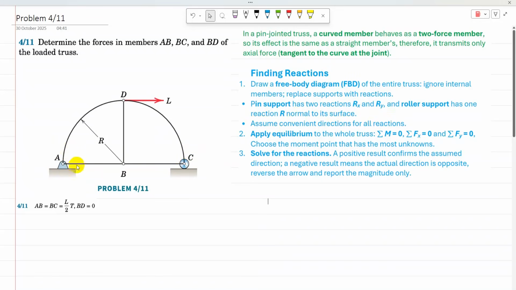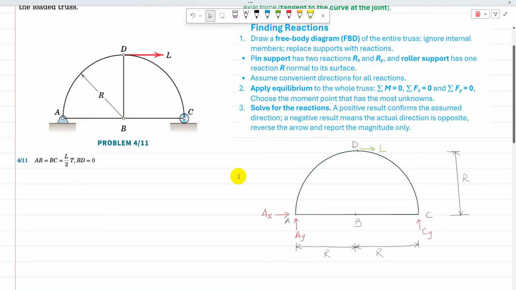It doesn't make any difference which direction of reaction you assume. After applying equilibrium you can solve for the reactions, and a positive result confirms that the direction chosen at the start is correct. So the free body diagram is drawn, and I have chosen random directions for Ax, Ay and Cy. The distance from A to C is 2r, and B to D is r. So now I can find the reactions.